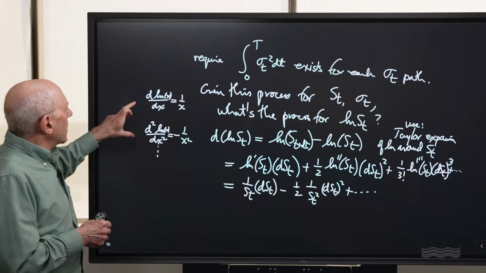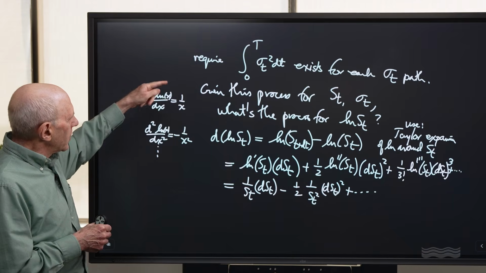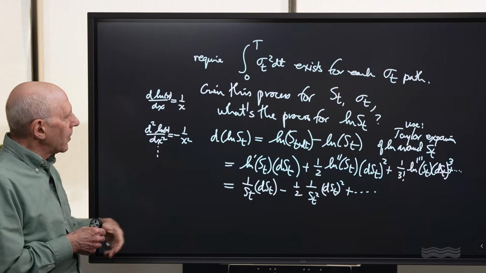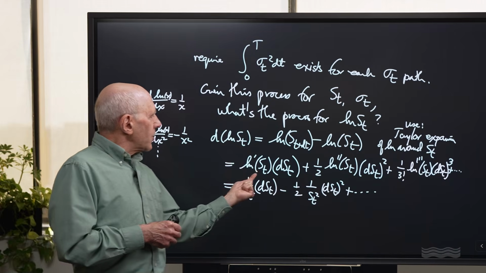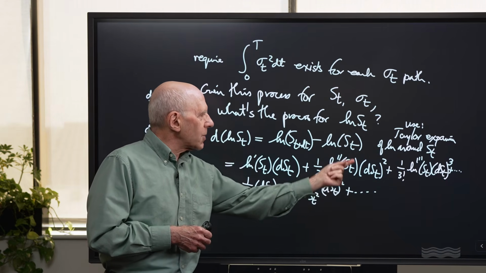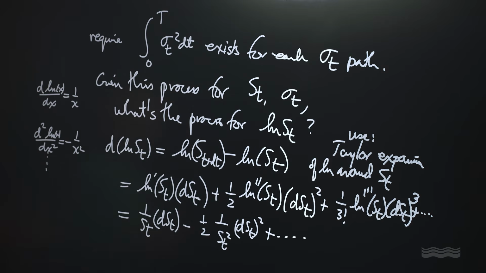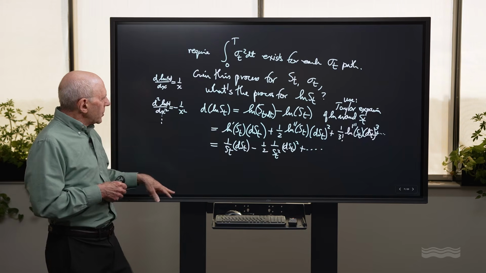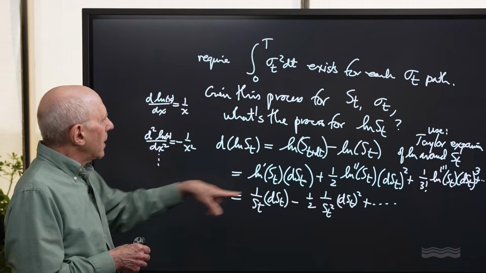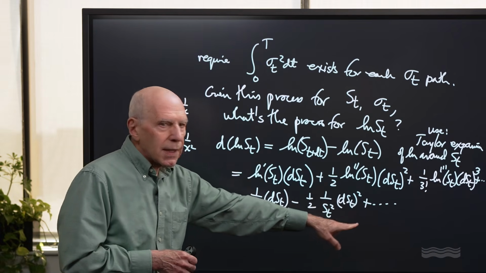Now, remember from calculus that the derivative of log x is 1 over x. The second derivative is therefore the derivative of 1 over x, which is x to the minus first power, so it's minus x to the minus 2, or minus 1 over x squared, and the derivatives keep going. The Taylor expansion is the first derivative times the change, plus half the second derivative times the square of the change, plus 1 over 3 factorial times the third derivative times the cube of the change, and so on ad infinitum. And if I plug these into the first two terms, we get 1 over S_t dS_t, minus 1 half, that's the half there, times 1 over S_t squared dS_t squared, and so on.